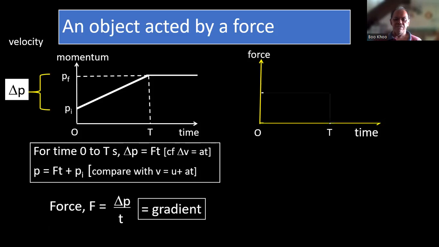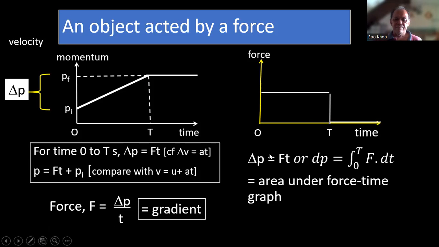How to calculate the force? Then the force-time graph. You just take this across there, Ft. This is your F, this is your T. So it becomes change in momentum. Or we can rewrite with calculus: dp equals the integral from 0 to T of F dt. So that area is the change in momentum for the force-time graph.